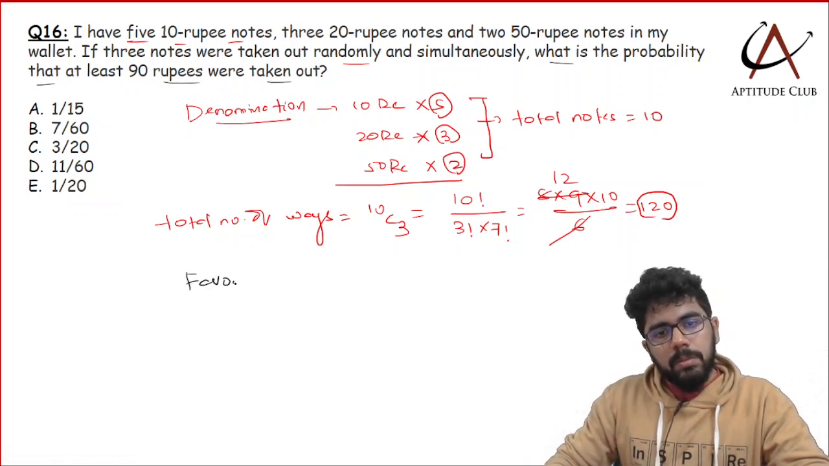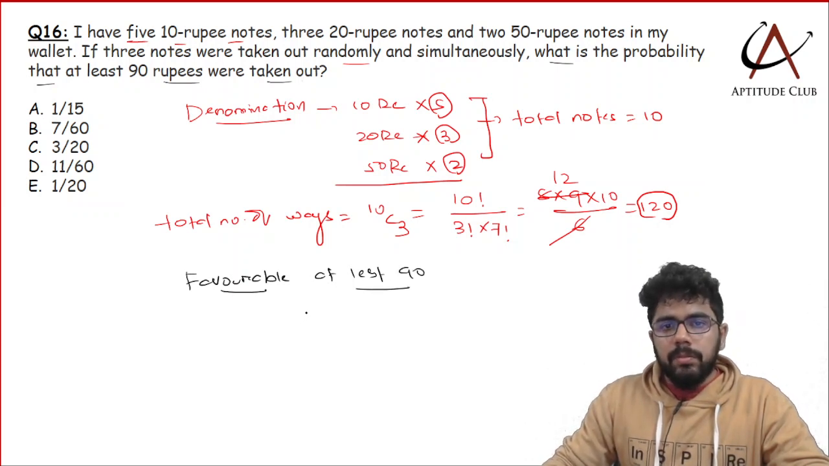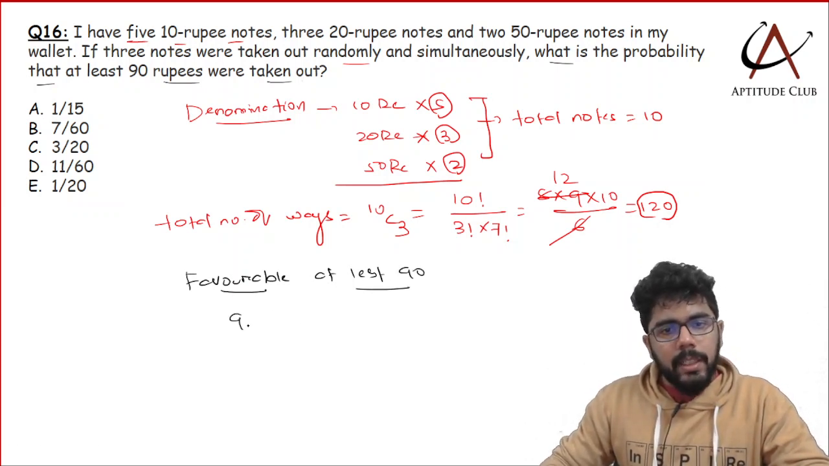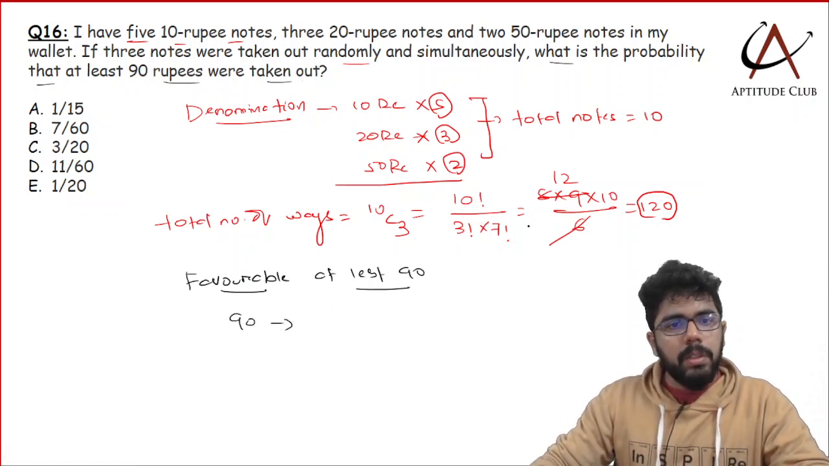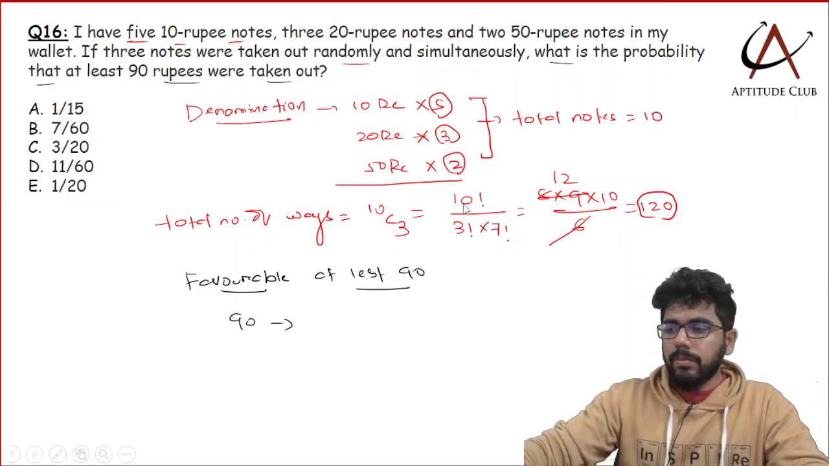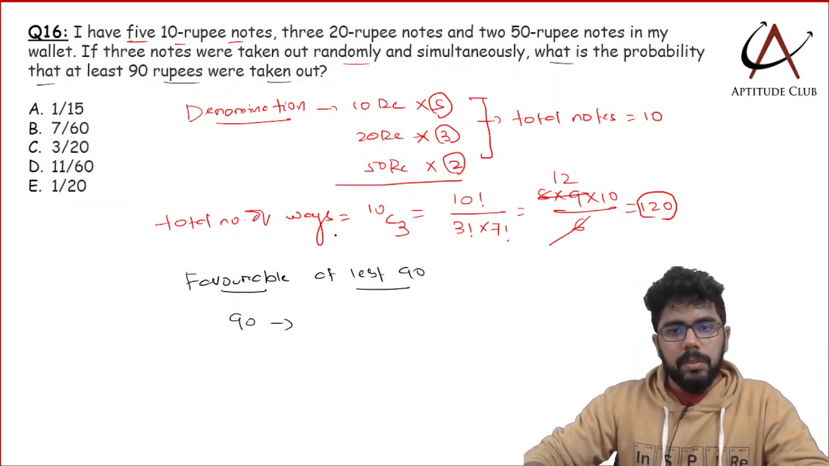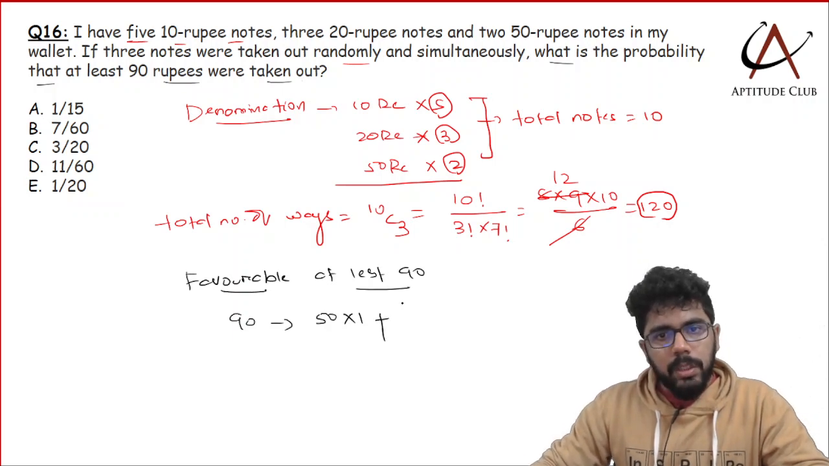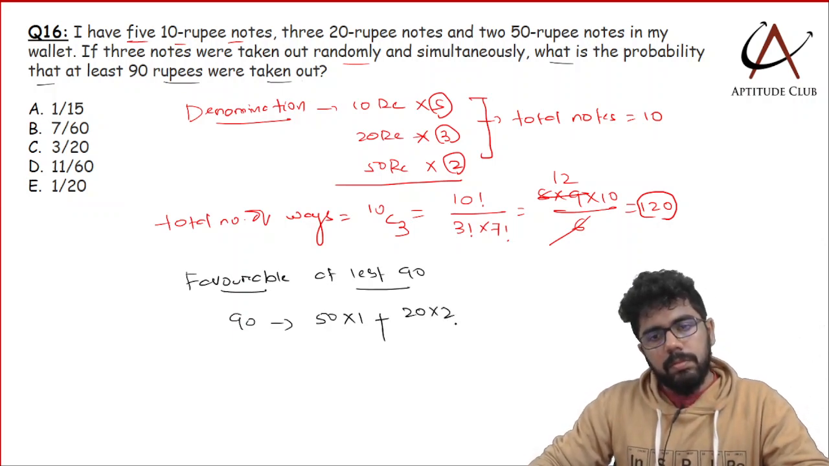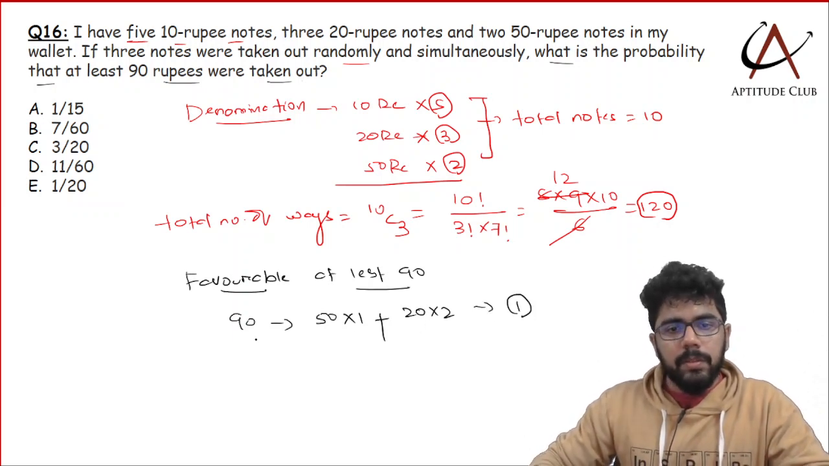So for favorable outcomes, to find the probability, for favorable we need at least 90 rupees. So in how many ways can I pick 90 rupees? Think, you will pick 3 notes, and in them your total should be 90 rupees. So one is 50 and then 2 20 rupee notes. Okay, so 90 can be picked in one way.